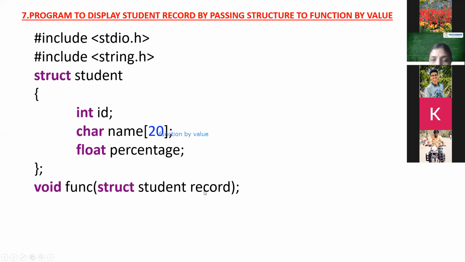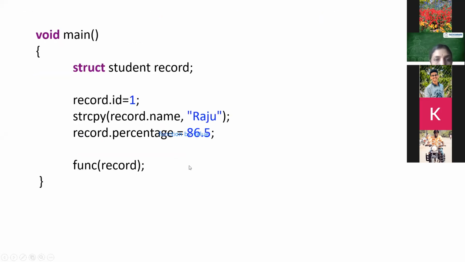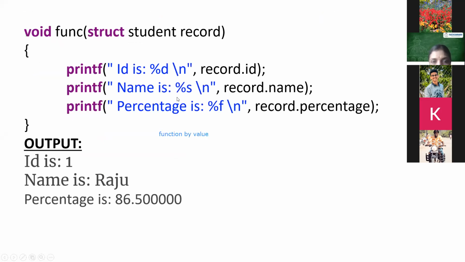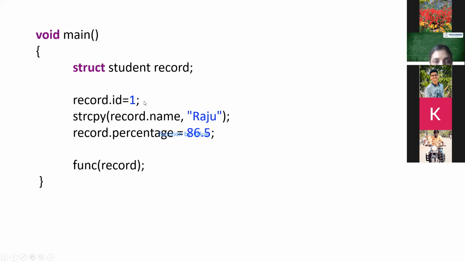Record is nothing but the variable which is being associated with the struct student, right? So now I'm going to the main program over here. Whenever I go to this main program, I assign a value to the record ID, name and percentage. And then after that, I go for calling what? This function record.